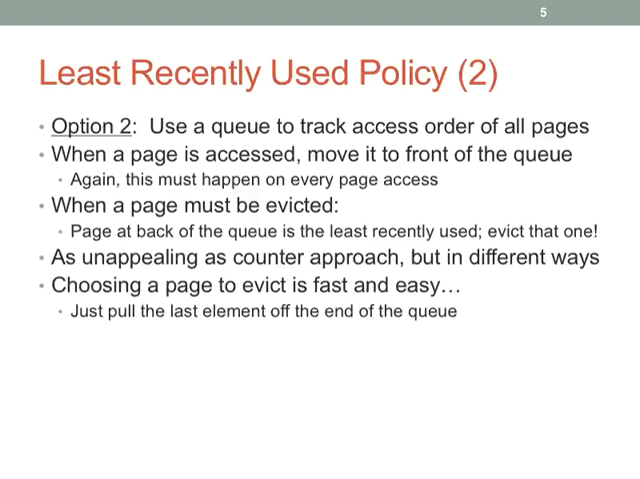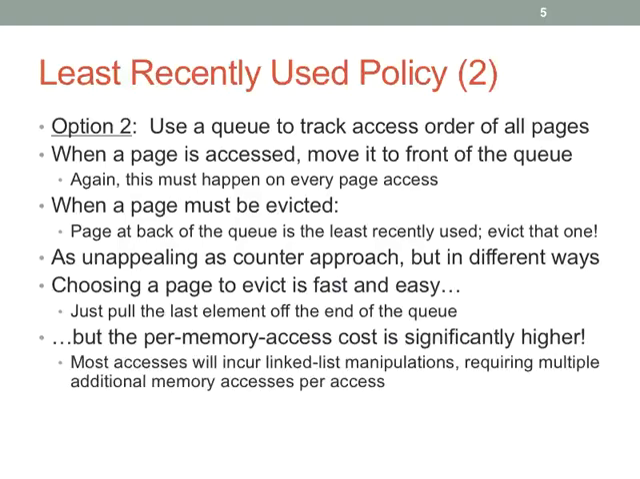So choosing a page to evict is fast. That's nice. I have to do a few memory accesses to modify the queue that the processor is managing. But hey, that's a lot simpler than scanning through the many pages that might be in the memory. Accessing is a lot more expensive because now I have this queue that I have to update every single time. Okay? So like I say here, most accesses would incur linked list manipulations.